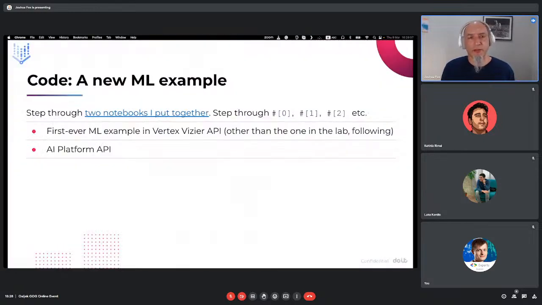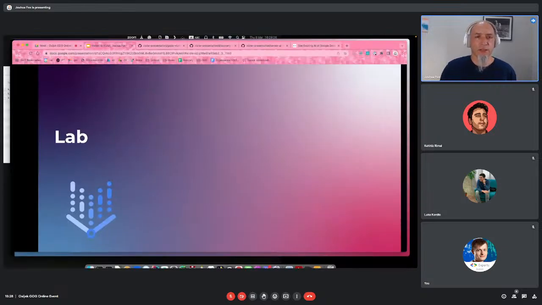And now I'm going to very briefly go through a code sample. 2 notebooks I put together. If you do it yourself, just look for the marking hash 0, hash 1, like you see here. This was the first ever example, except for the lab, although there have been a few articles that have come out in the last year if you want to look for those. So let's look at that.